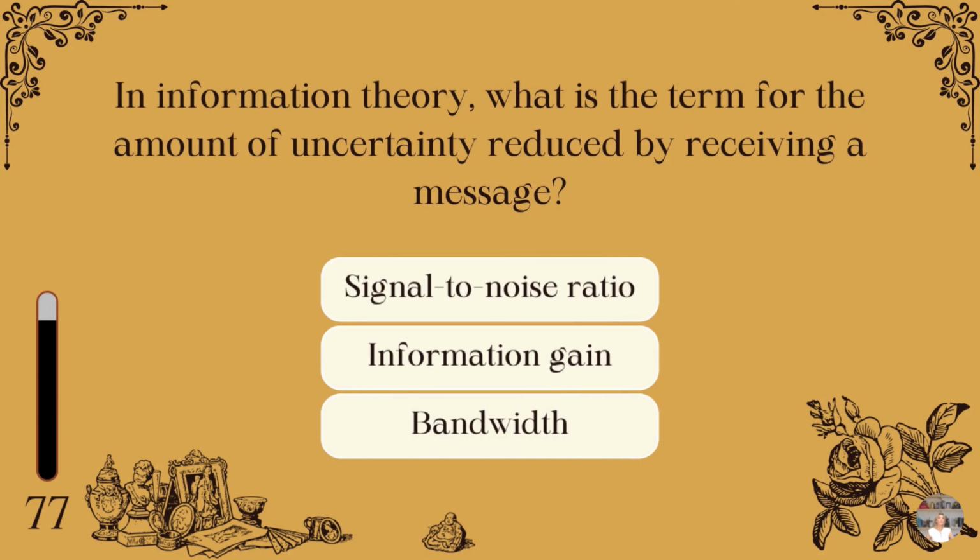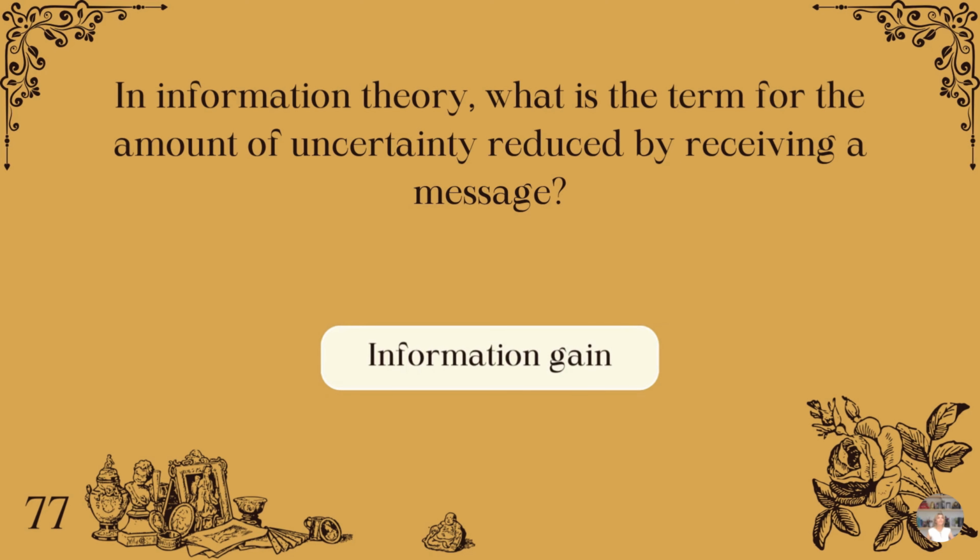In information theory, what is the term for the amount of uncertainty reduced by receiving a message? Signal to noise ratio, information gain, or bandwidth? Information gain.